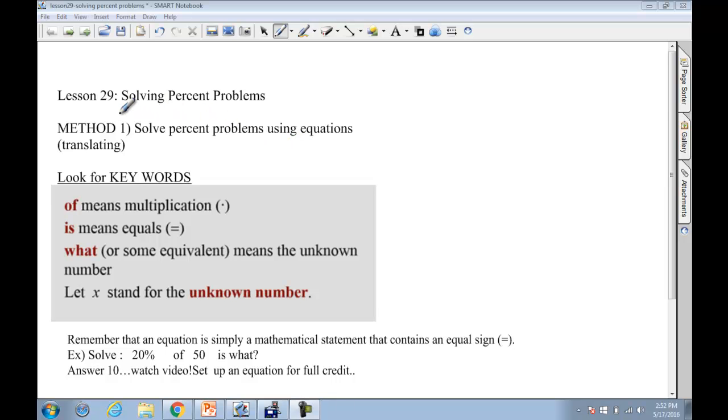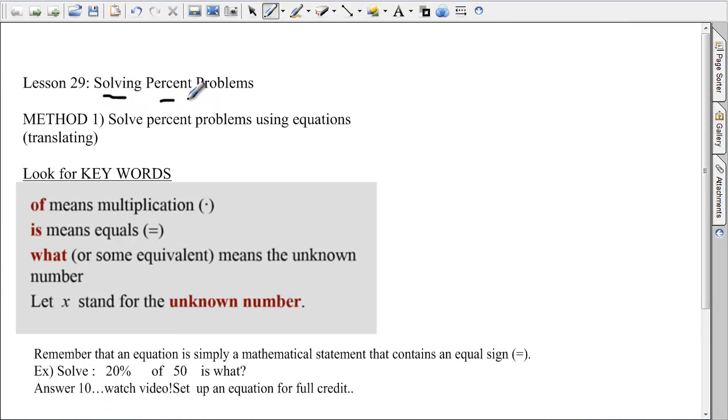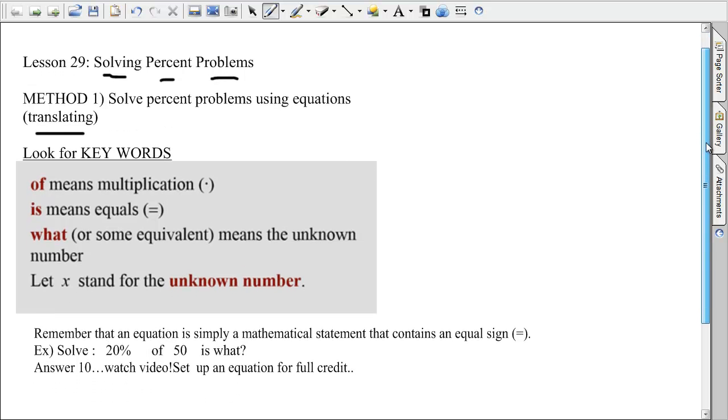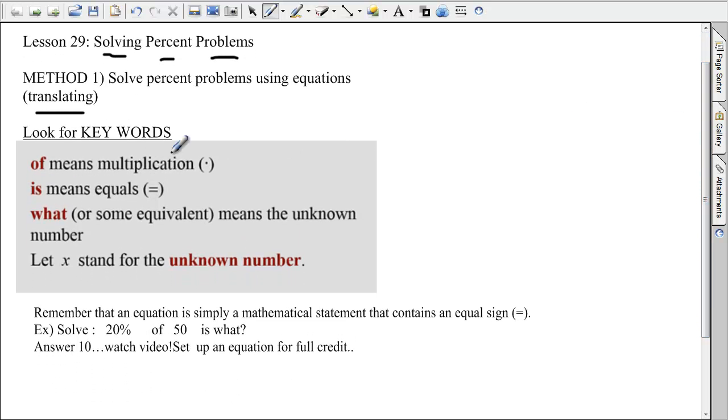Okay, welcome back. Lesson 29, solving percent problems. Method 1, we're going to use translating to solve these percent problems. There's a couple ways you can deal with percent problems, but I want to start off by looking at translation and using keywords. For example, of in math means multiplication, is means equals, and what means the unknown, or x. So let x stand for the unknown value.